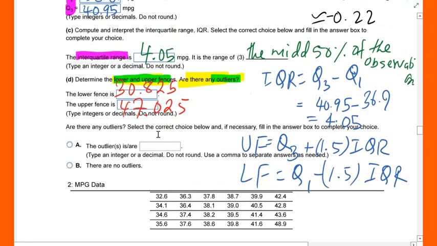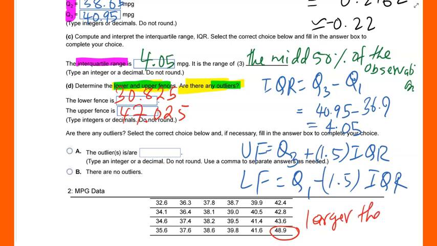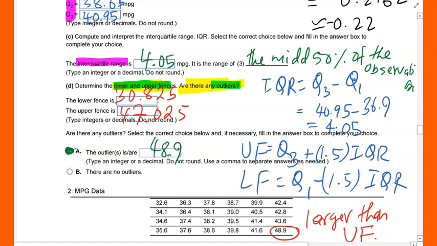The next question is, are there any outliers? And the answer is yes, because look at this number, 48.9, which is larger than the upper fence. Therefore you have an outlier. Therefore the outlier is, select A, 48.9.